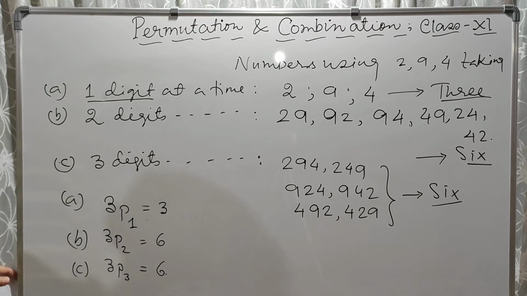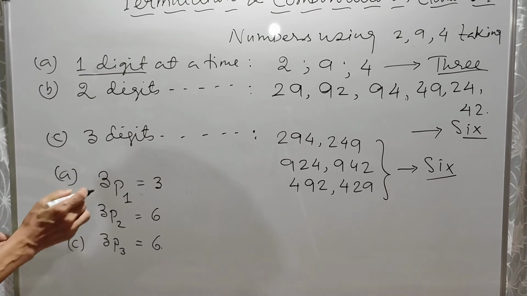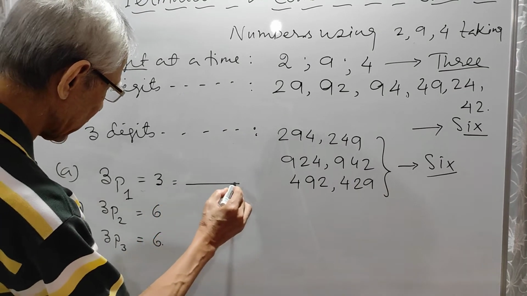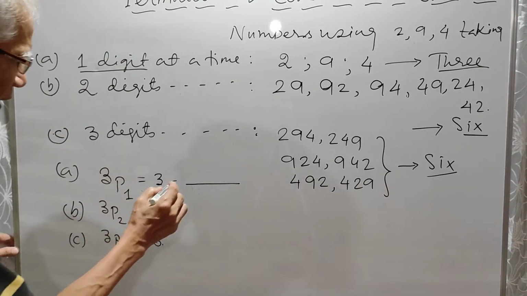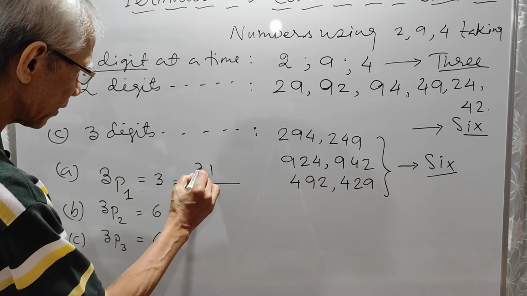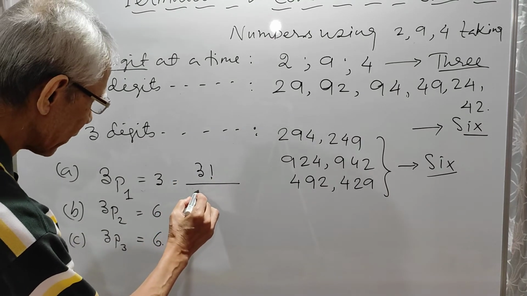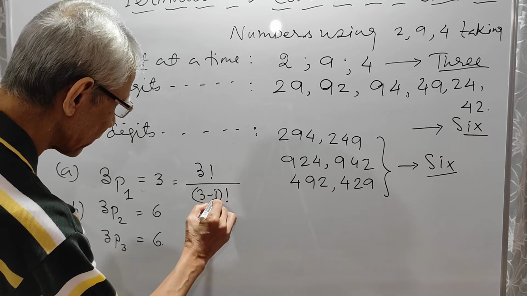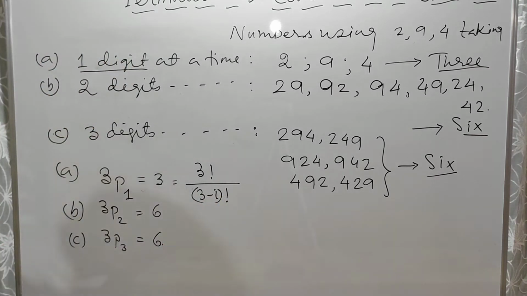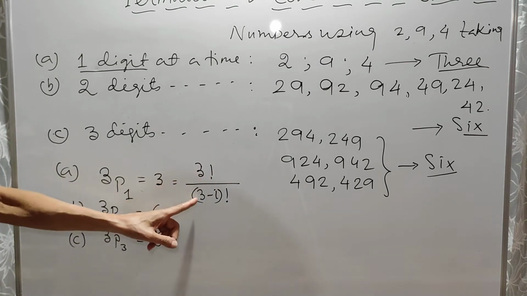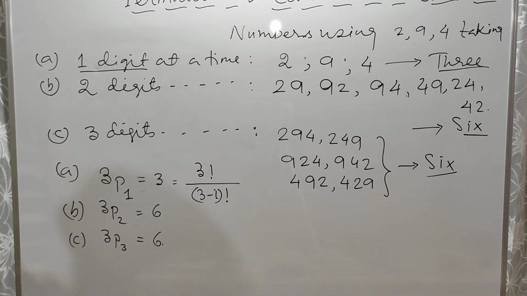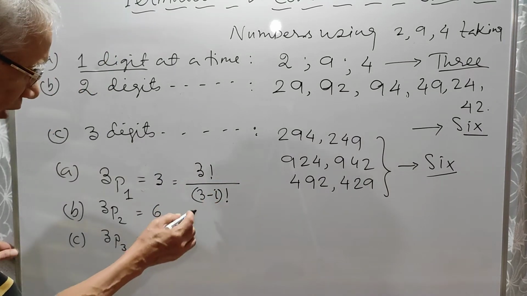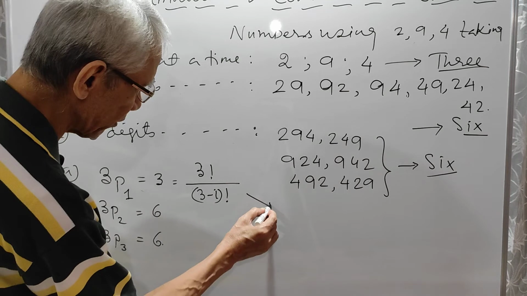Now, this tree, you see how we get this tree. We can write this as 3 factorial by 3 minus 1 factorial. So this tree is 3 factorial by 3 minus 1 factorial. All right. Now see this value, 3 factorial by 3 minus 1 factorial. Let us calculate the value and see.